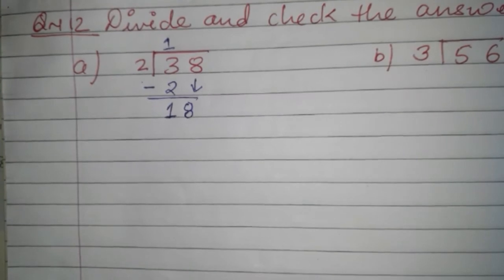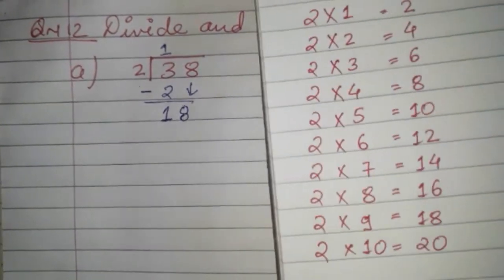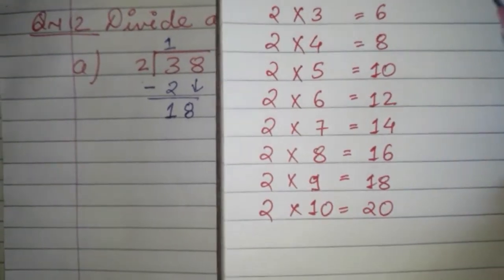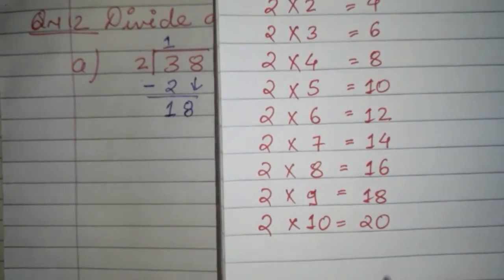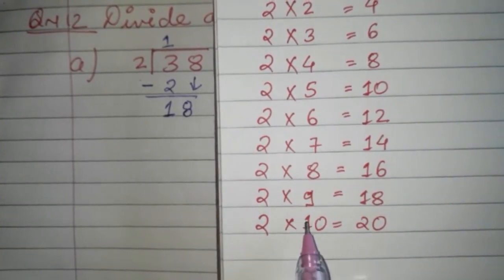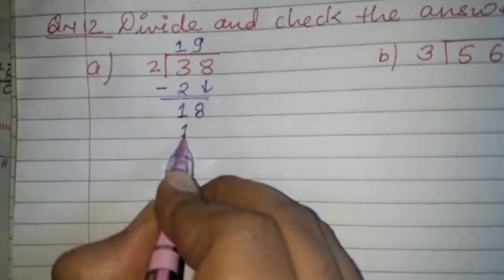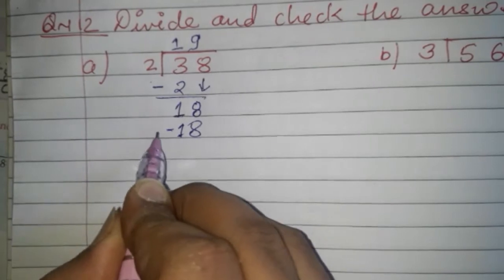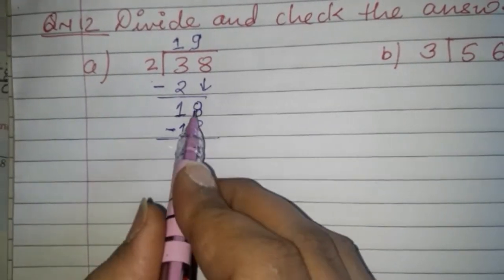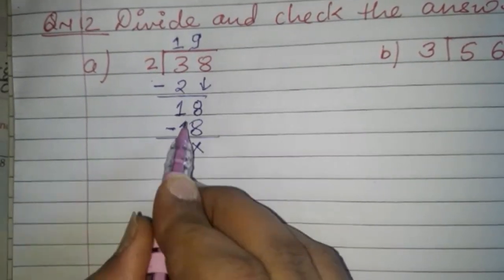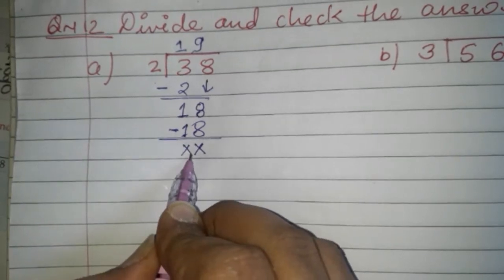Now we have to check if 18 is there in the table. Just check. Yes, it is there in the table. Yes, 18 is there, which comes 9 times. So we'll divide it. 2 9s are 18 and we'll subtract it after that. 8 minus 8 will be 0 and 1 minus 1 will be 0.